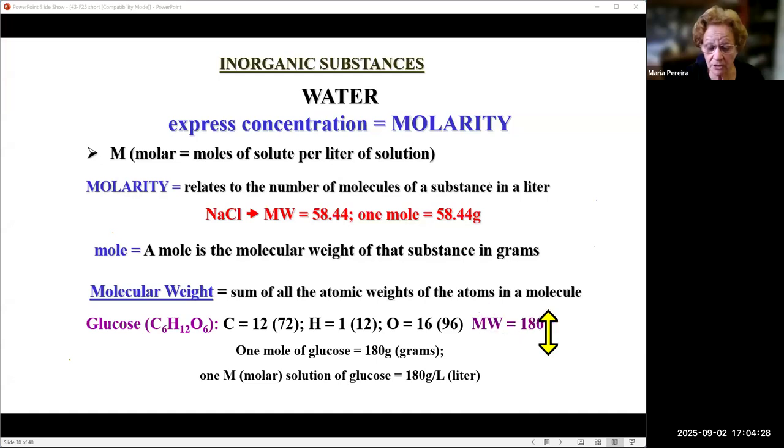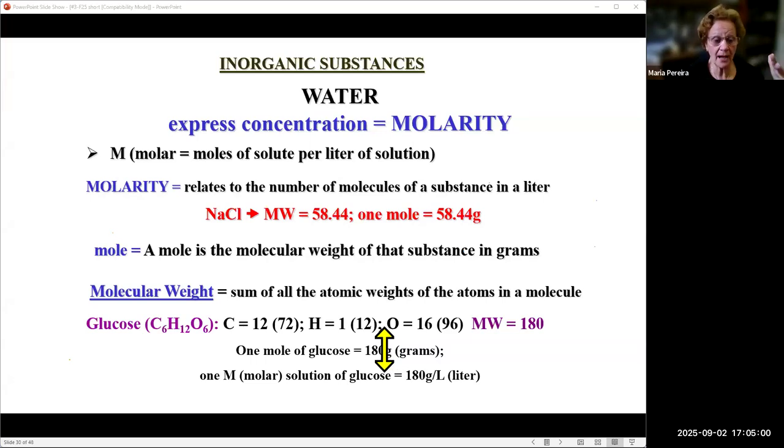So the molecular weight is 180. The molecular weight varies from molecule to molecule, depending on the molecular weight of the atoms and the number of atoms in that molecule. So 1 mole of glucose represents the molecular weight in grams. So 1 mole of glucose is 180, so it represents 180 grams.